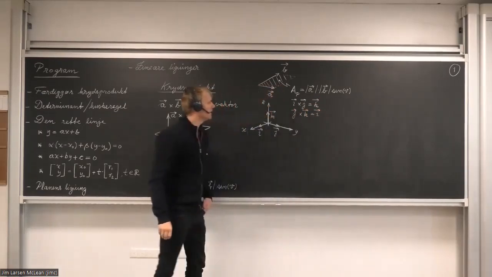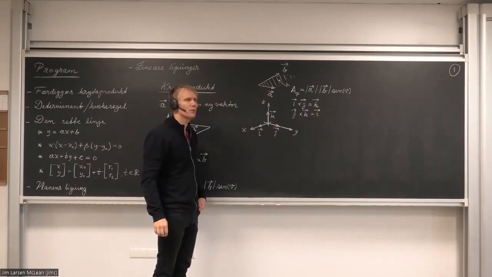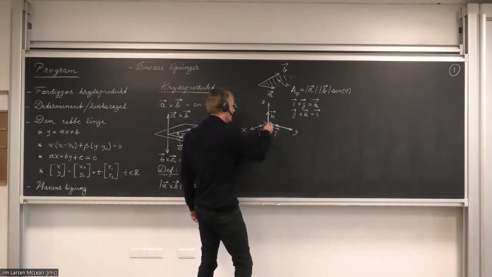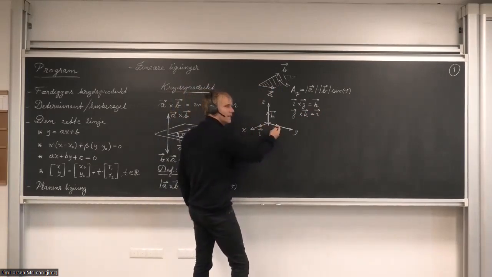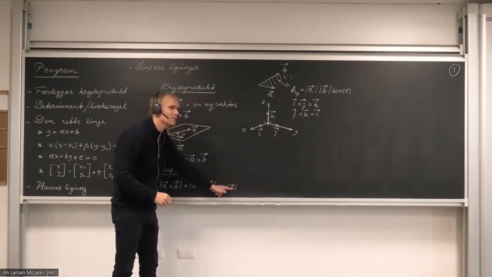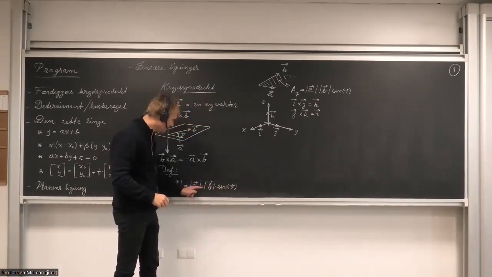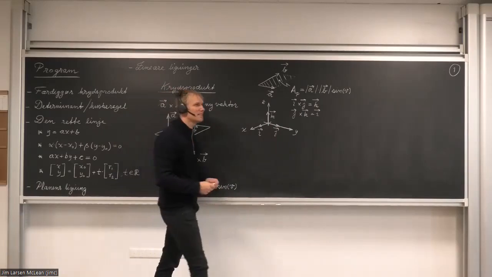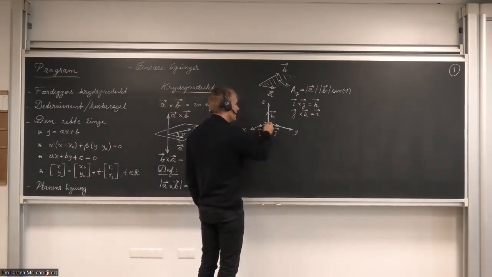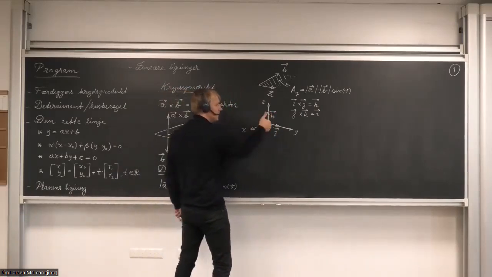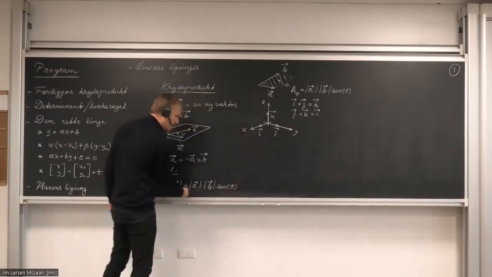Someone might think the directions match, but what about the size? How long was it? 1. What is the length of i and j? 1. What is the angle between them? 90 degrees. And what is the sine of 90 degrees? 1. And what is 1 times 1 times 1? 1, so it fits. i cross j actually gives k, because the direction is determined by the right-hand rule, and the length matches our definition.